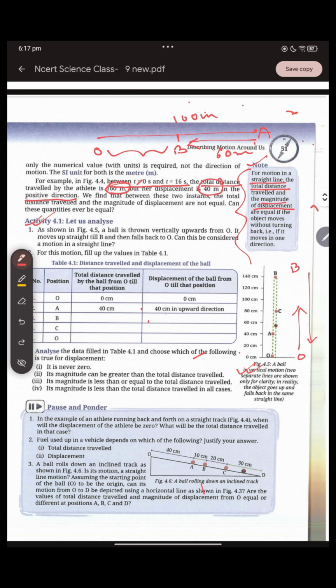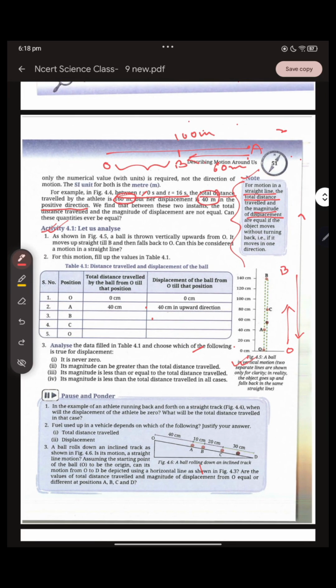So can you consider this to be a motion in a straight line? Of course it is a motion in a straight line. For this motion, what all things you are supposed to fill up? See this. When the position is O, total distance travelled by the ball from O till that position is 0. Displacement is also 0. Now when it is A, two lines are shown just for clarity. Now O to A to B is upward motion. B to C to O is downward motion. Right? So this is what it is.